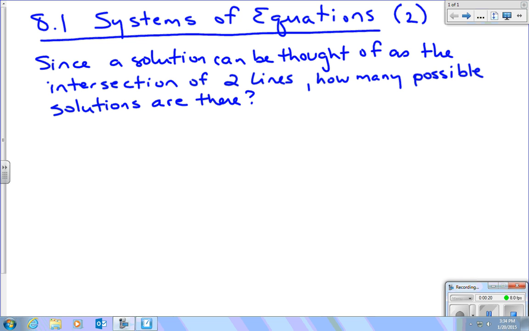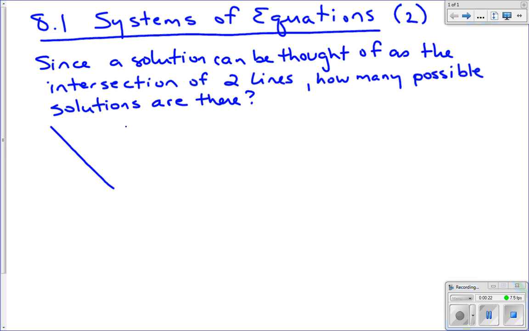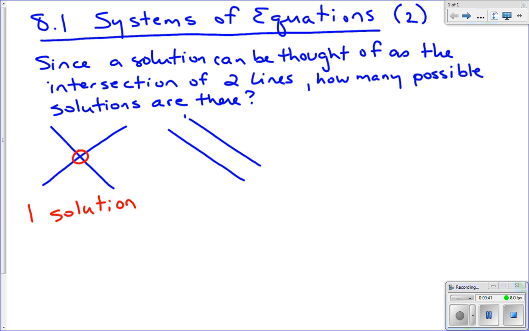Okay, if we think about that, in the first case, if we've got two lines, really they can only intersect at one point. So there's one solution. However, if we have two lines that run parallel to each other, you can see that they never intersect. There's no point that will make both of those equations true. So we can also have situations where there is no solution. And this is called an inconsistent system.